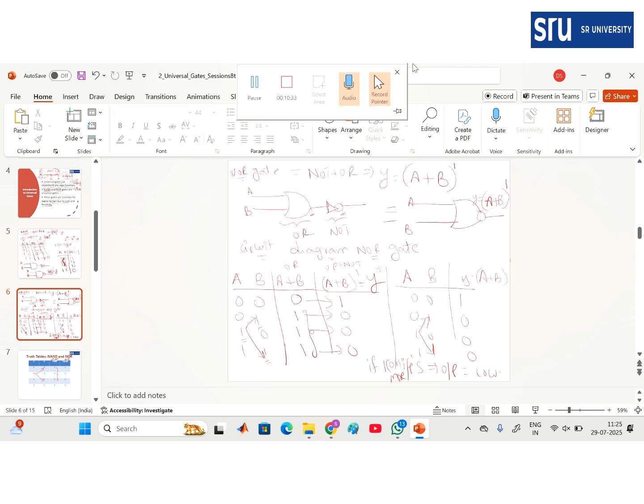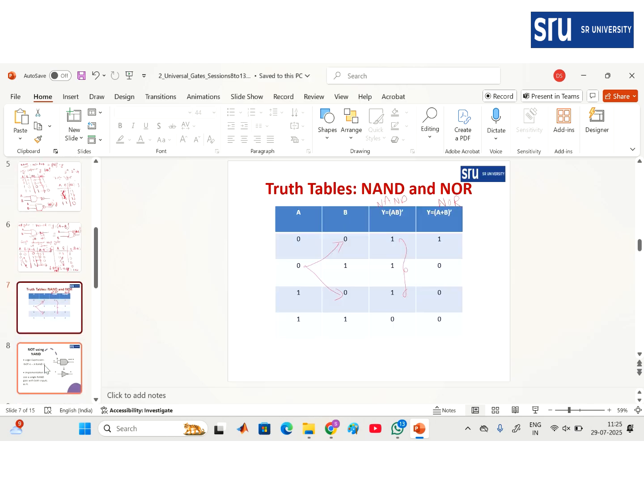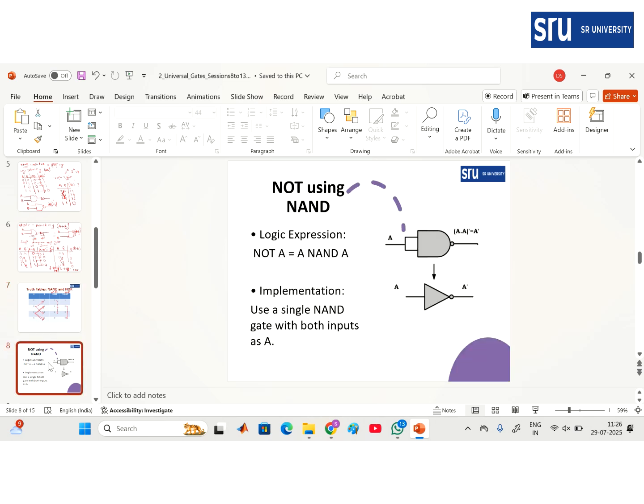Now let us have the overall truth table for the NAND gate and NOR gate. For the NOR gate, if one or more inputs are high, the output is 0. Correct?